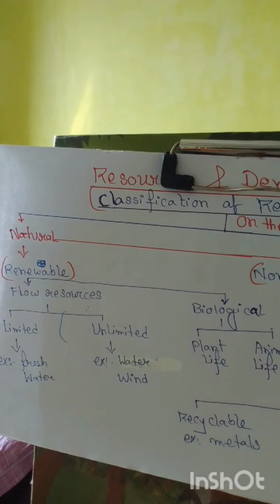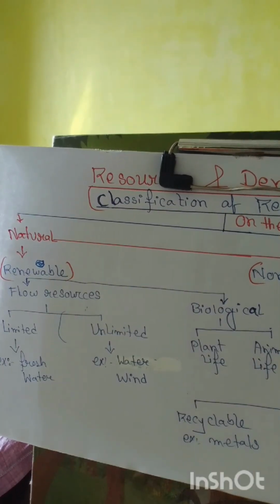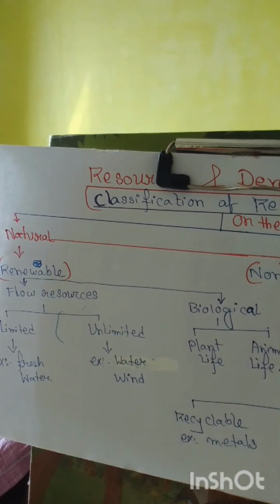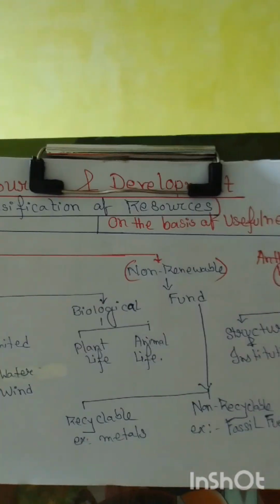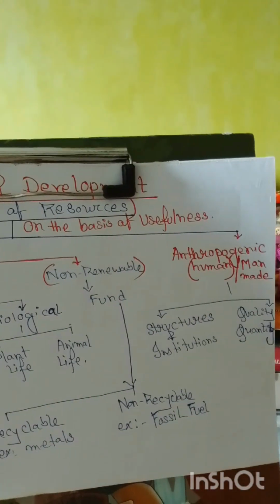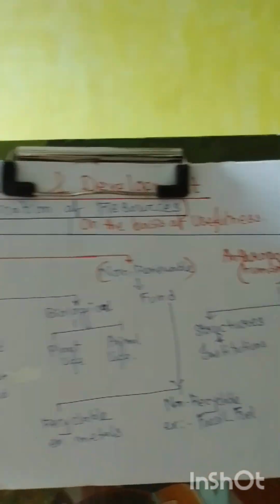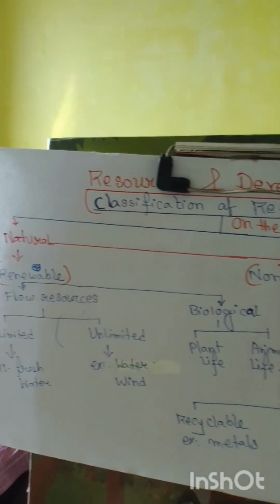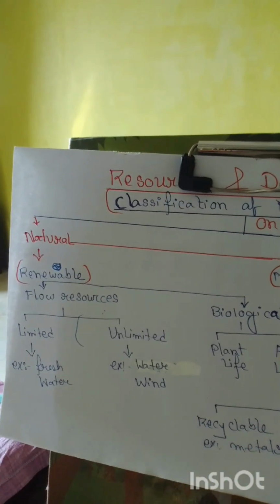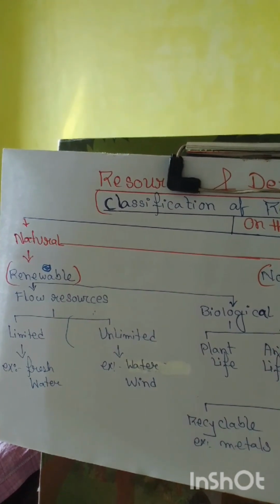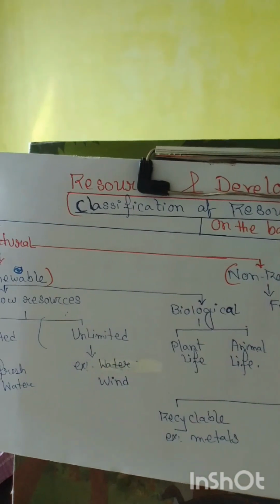Now there is another type of classification, on the basis of the usefulness of resources. Let's see. On the basis of usefulness, the resource can be divided into natural resource and anthropogenic or man-made resource. Now, the natural resource is renewable and non-renewable.